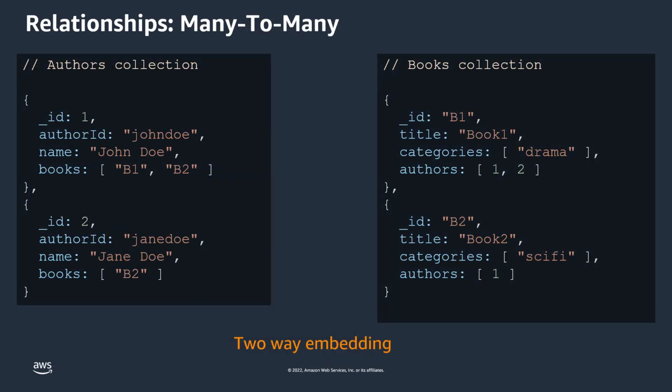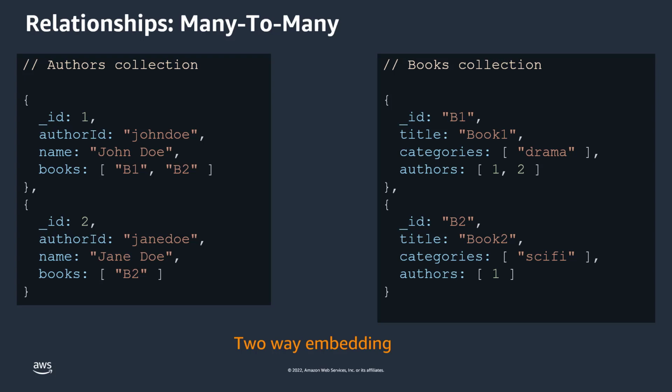For the many-to-many relationship, a good example is the relation between books and authors. An author might have written multiple books, and also a book can have multiple authors. In this case, we can include the book references under the books field, the books array in the authors collection. And similarly, in the books collection, we can include the authors references in the authors array. This is called the two-way embedding technique.